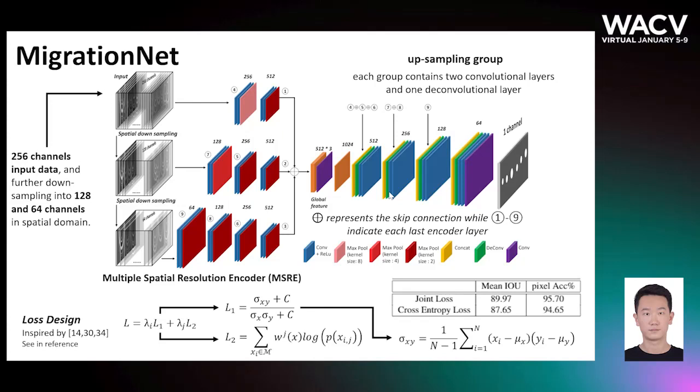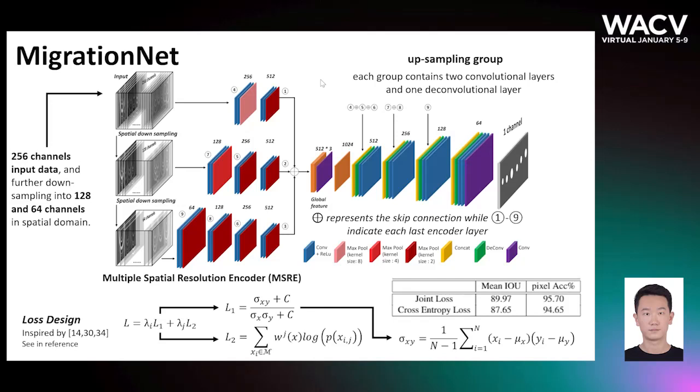As you can see, the input data is 3D data that has 256 channels, and is further downsampled into 128 and 64 channels in the spatial domain. Our encoder is a multiple spatial resolution encoder, which has different kernel sizes in the first max pool layer, so that the final output feature map has the same size regardless of the different resolutions of the input.